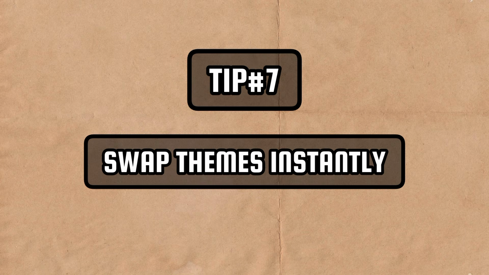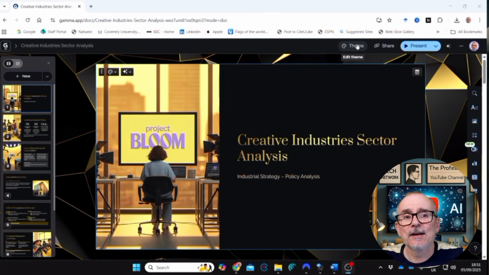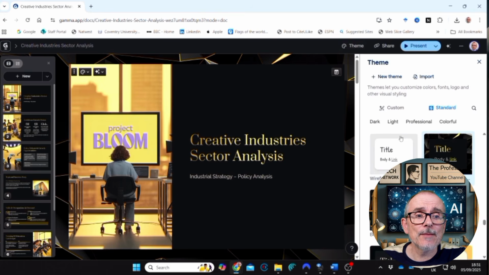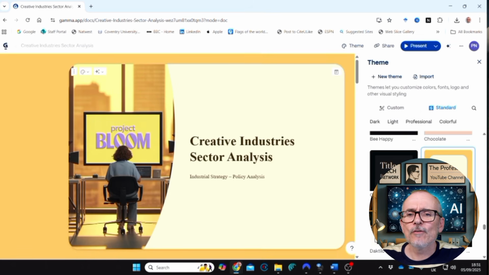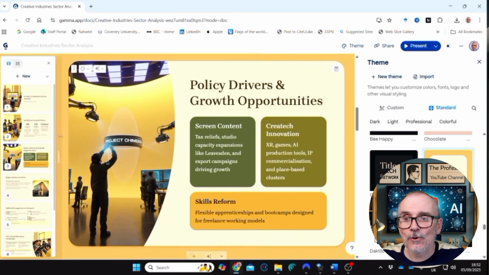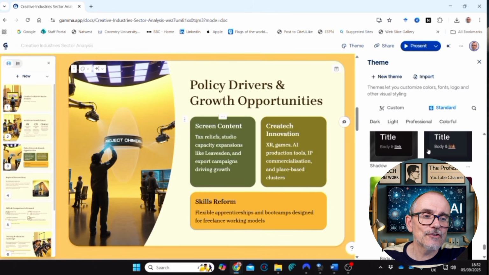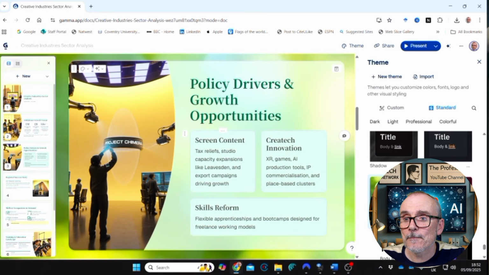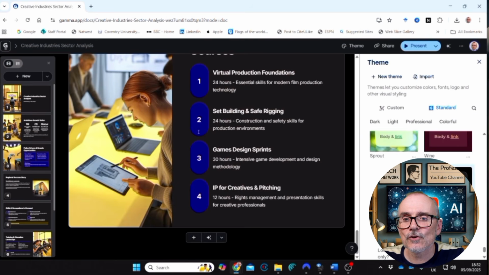Okay, tip number 7, swap themes instantly. So we selected this creative industry sector analysis theme, the gold on black. Very nice. You can just click in here, edit your theme, and choose a different theme. Let's try something a bit more cornfield. There we go. How cool is that? And all the pictures change. You see that? How the pictures change colour. Let's try a different one. See if this one will change all of the themes green. I guess there's some yellow in there, but they all match. Make sure that the pictures match.